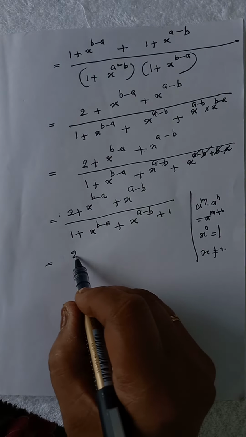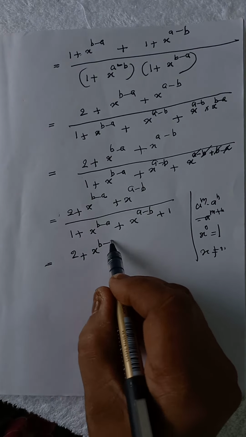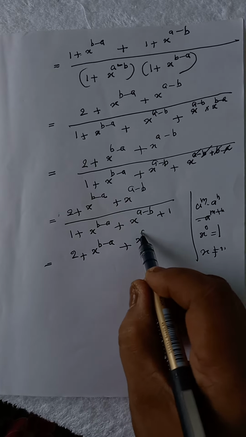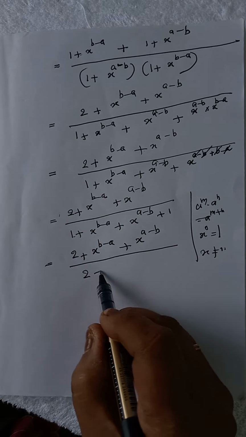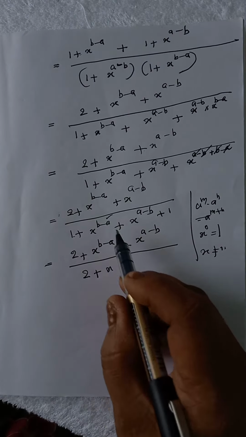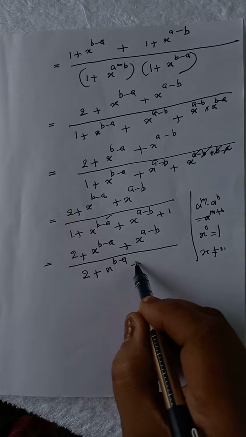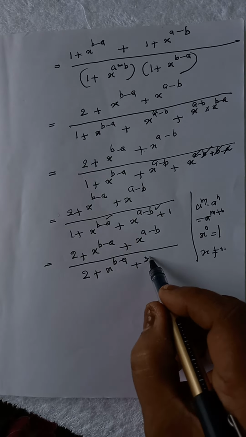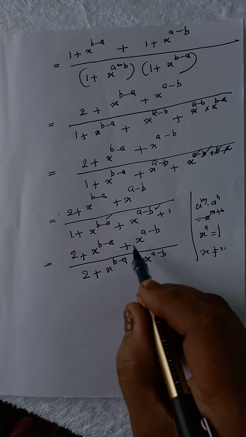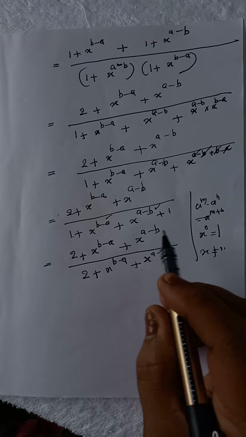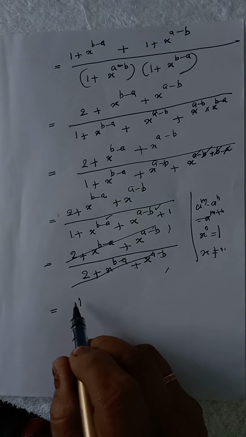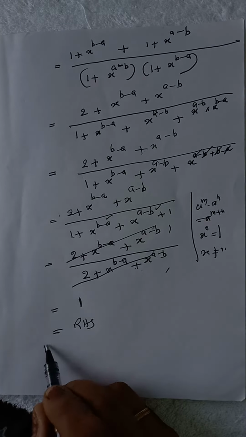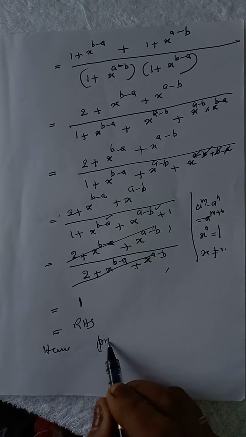So this is 2 plus x raised to b minus a plus x raised to a minus b whole divided by 1 plus 1 is 2. Then that plus x raised to b minus a plus x raised to a minus b. So numerator and denominator both are same. So we can cancel this. So what is the answer? That is right hand side, RHS. Hence proved.